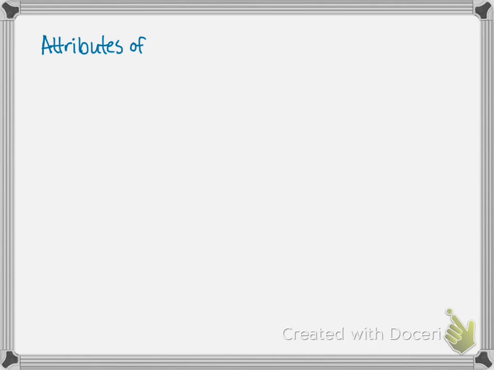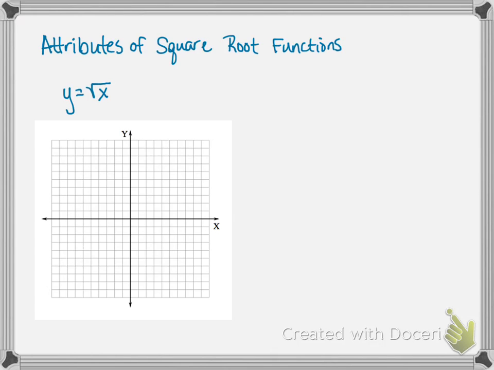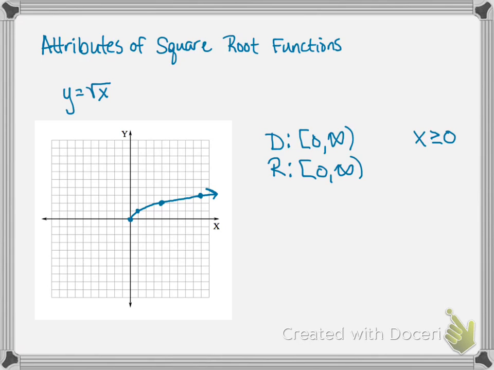Okay, just a quick review then of the attributes of the square root function. So we've been looking at this graph, and we can see that the domain goes from 0 and goes up to infinity. If we're writing it with inequalities, we would write x is greater than or equal to 0. The range, again, goes from 0 up to infinity. We can write that as y is greater than or equal to 0.